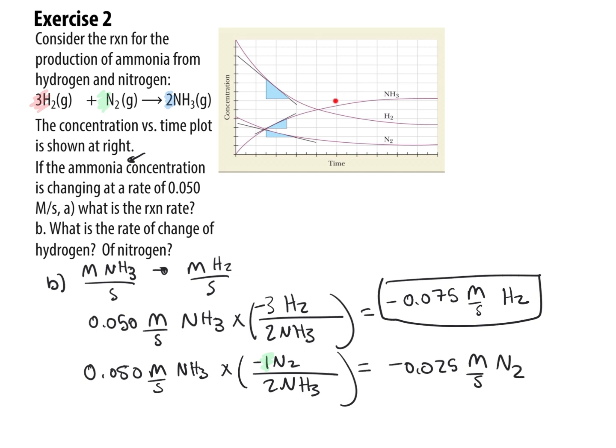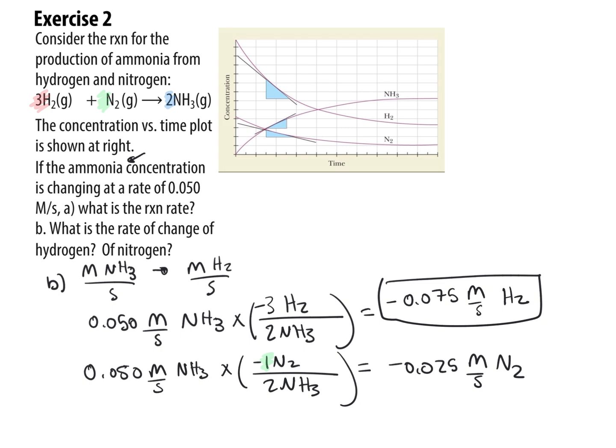And that matches what I see on the graph. NH3 is changing at this positive rate. N2 is changing at a negative rate, but it's not as steep of a slope. And H2 is changing at a negative rate, but at a steeper slope, where the slope here is 1/3 of that slope.